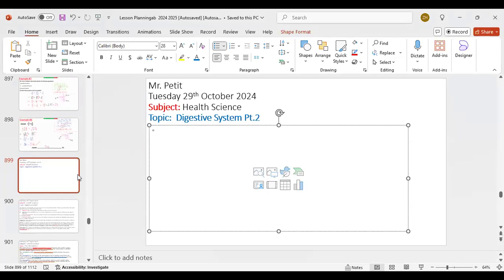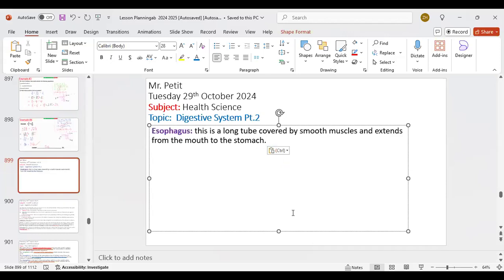Okay. So after it goes in the mouth and it's swallowed down, the next thing that it encounters is something we call the esophagus. Anyone ever heard of that word before? That's the long tube. So write this down. Esophagus, this is a long tube covered by smooth muscles which extends from the mouth to the stomach.